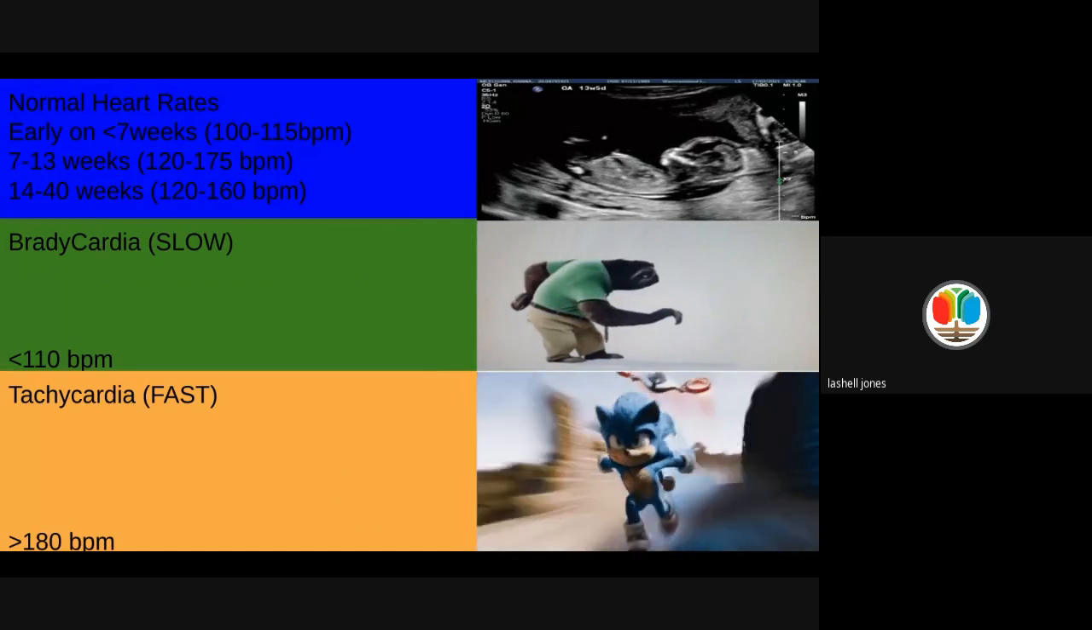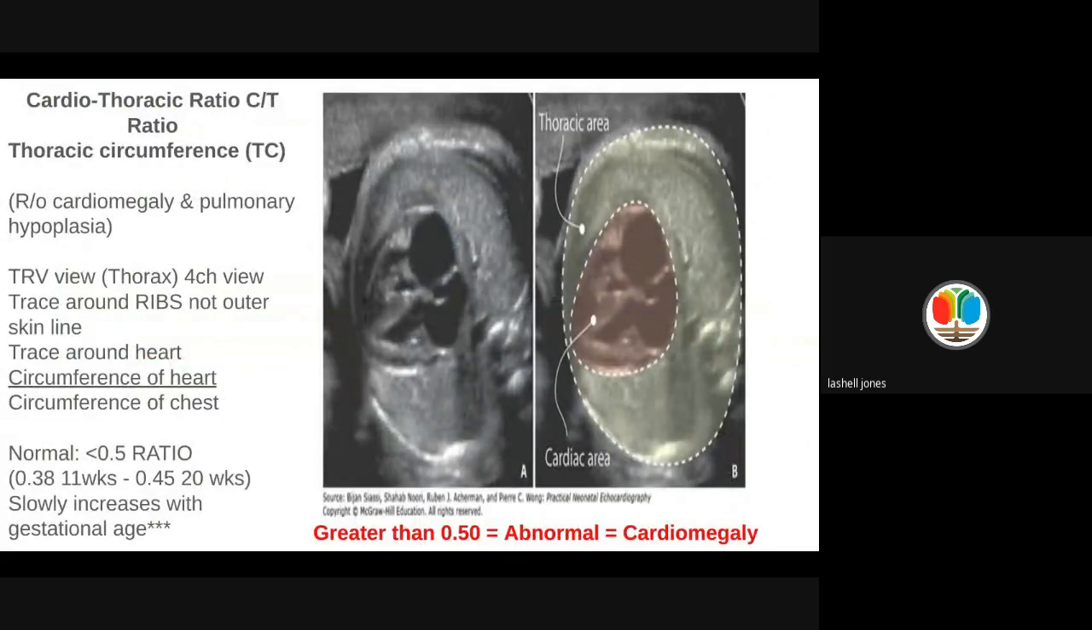And just to recap, let's go back to the cardiothoracic ratio. You want values to be less than 0.5. If it's greater than that, then that indicates cardiomegaly. So know the difference between the two. I did have a question on this.